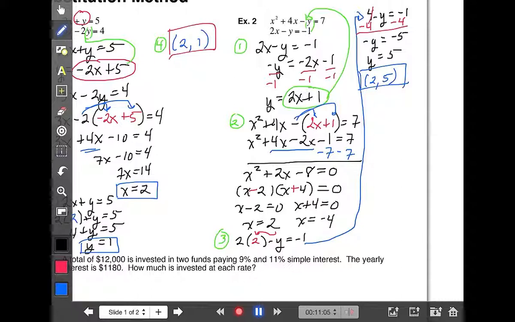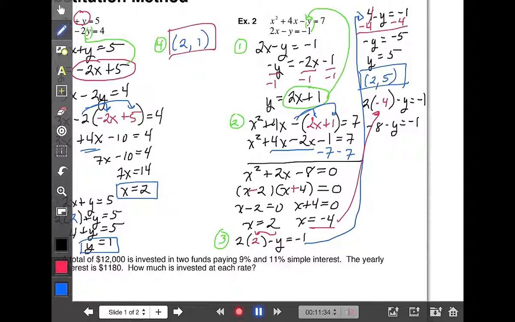Then we're going to substitute in the same thing. We're going to do 2 times, instead, we're going to use our other value right here, negative 4. And so you might want to draw yourself a line that we went up to here. So 2 times negative 4 minus y is equal to negative 1. There's a lot of negatives in there, so be careful. So we get a negative 8 minus y equals negative 1.